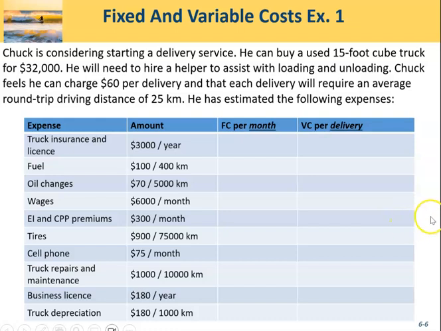So now we can look at each of these expenses and figure out whether it's a fixed cost or a variable cost. If it's a fixed cost, that's the amount you have to pay no matter what, and you can look at it on a yearly basis or on a monthly basis. If it's a variable cost, then that expense doesn't happen unless there's a delivery made.